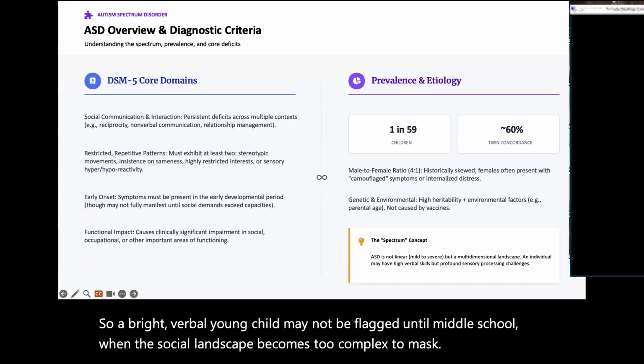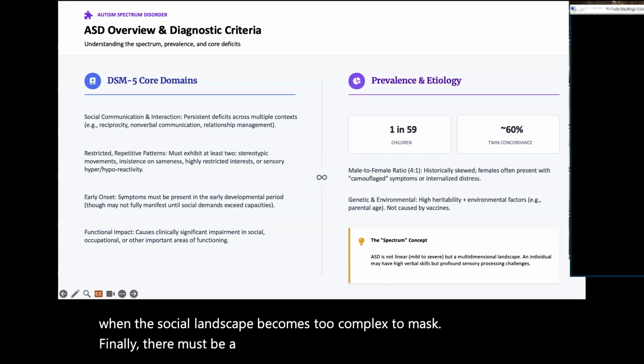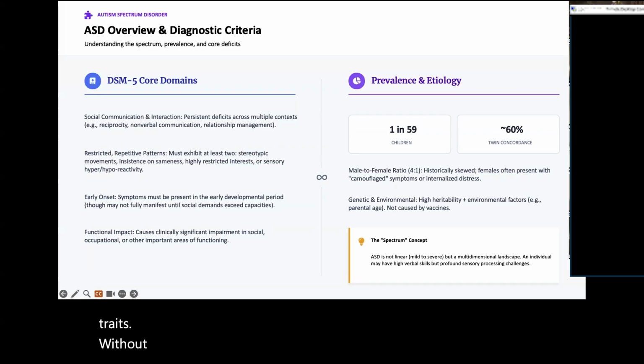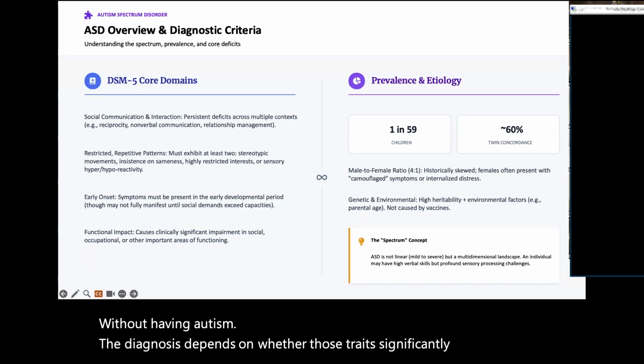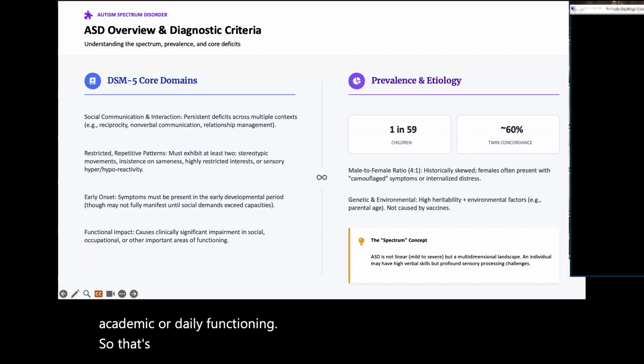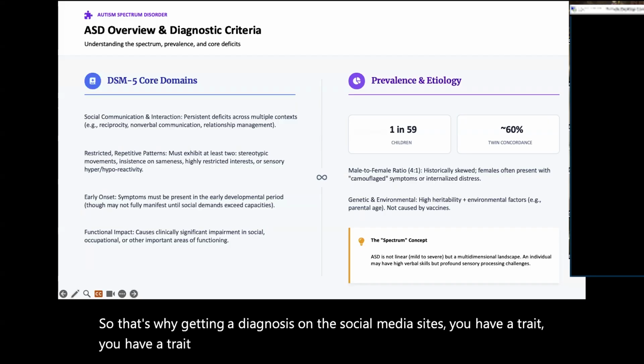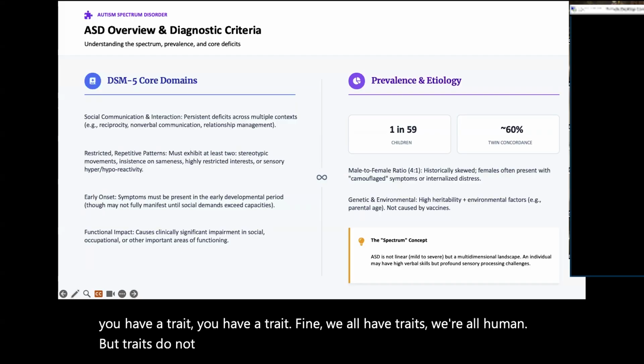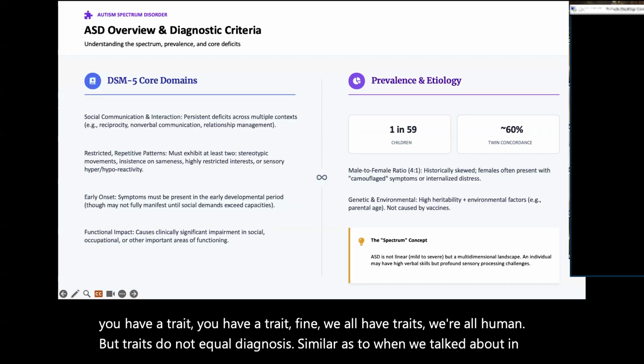Finally, there must be a functional impairment. A child can have autistic traits without having autism. The diagnosis depends on whether those traits significantly affect social, academic, or daily functioning. So that's why getting a diagnosis on the social media sites, you have a trait, you have a trait, you have a trait. Fine, we all have traits, we're all human. But traits do not equal diagnosis, similar to when we talked about in personality.